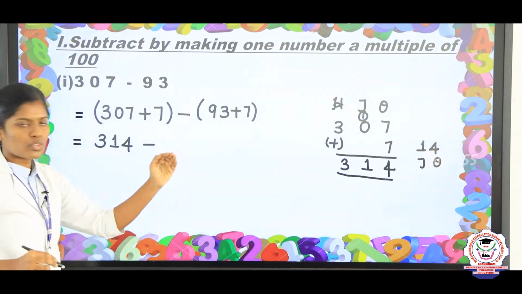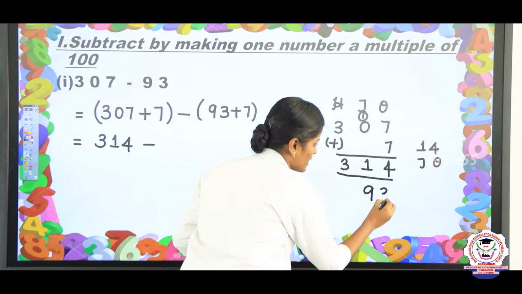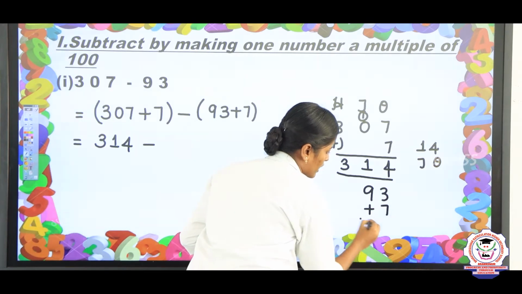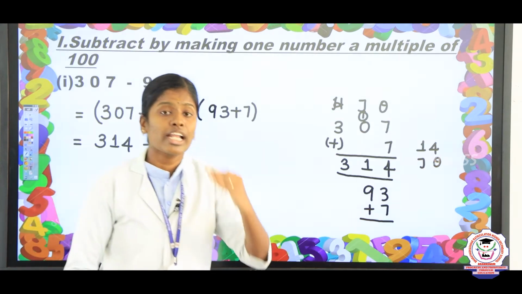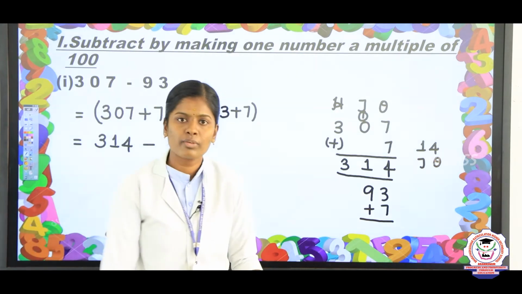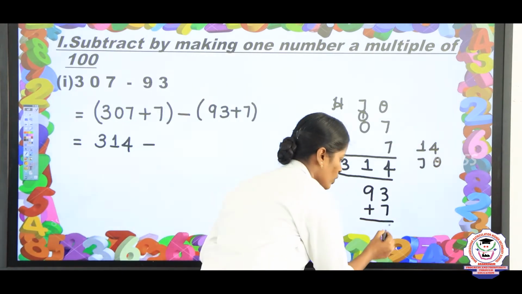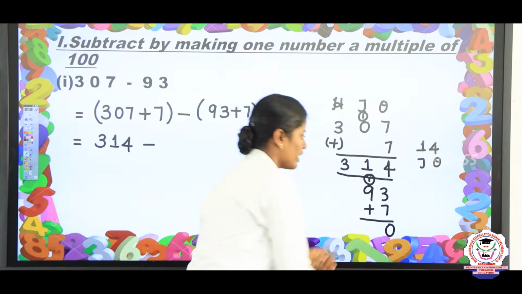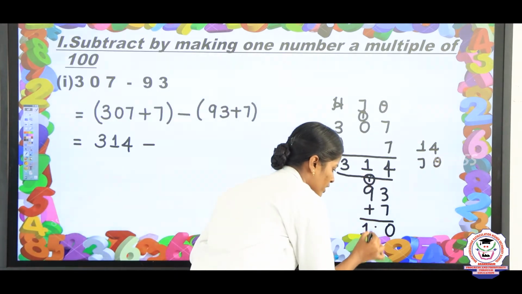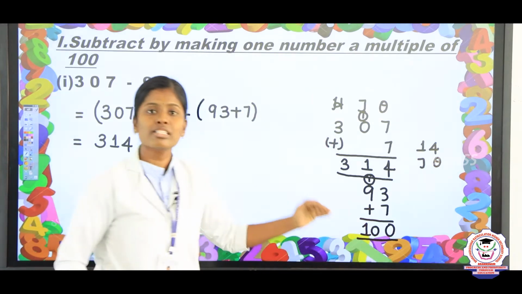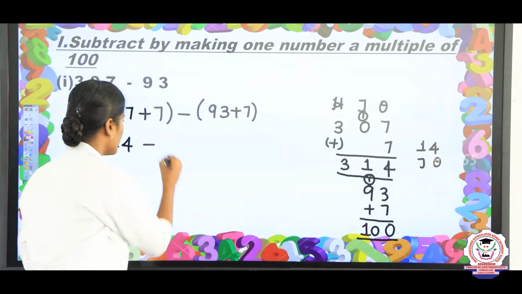minus 93 plus 7. Take 93 plus 7. Take the ones place values. Here the ones place values are 3 and 7. Now tell me Nasreen, what is the answer for 3 and 7? Very good. The answer is 10. So write 0 and then carry 1. Again take 9 plus 1 equal to 10. So the answer is 100. So we make the smaller number a multiple of 100. Write here 100.